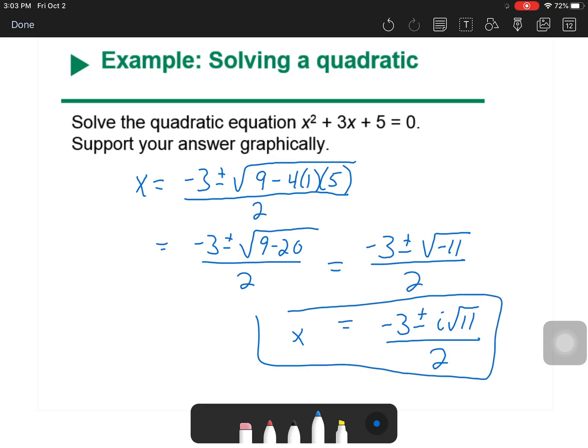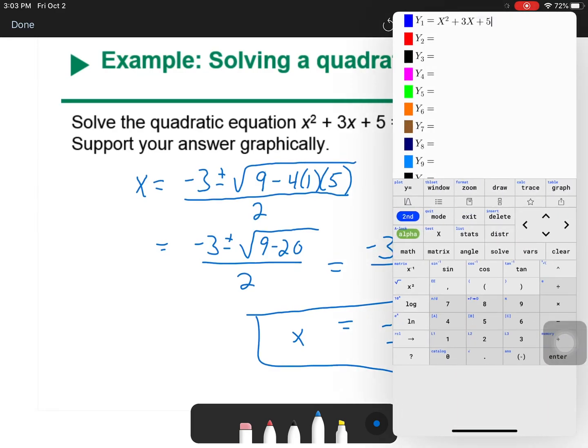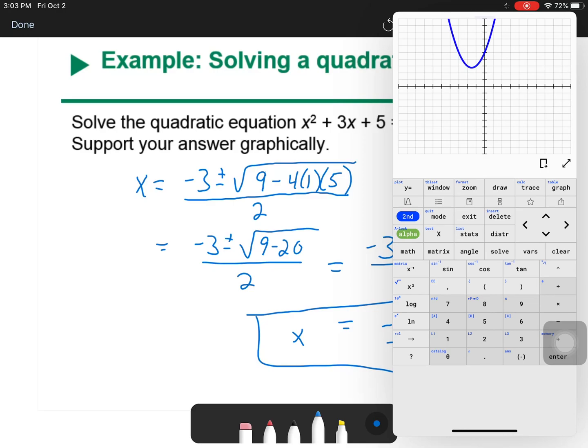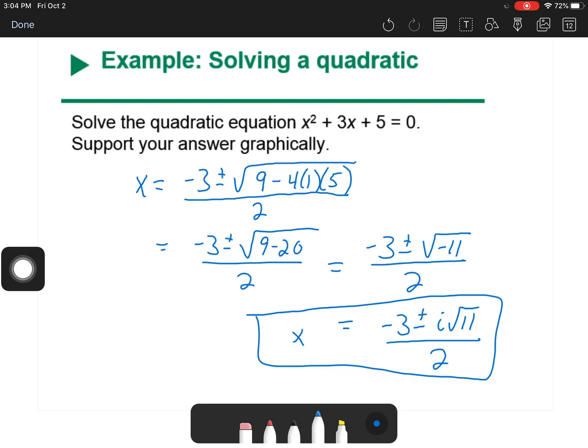And that's all the further we really need to go with that. It said support your answer graphically, so if you want to, you can type it in. I think I put it in here, yes. So I've got x squared plus 3x plus 5. Basically all you're really doing to verify this graphically is to show, and it's not going to give you necessarily this exact solution, but what you're verifying is that it doesn't have real solutions. So when you look at the graph, you see this parabola that does not cross the x-axis, verifying it has just imaginary solutions.